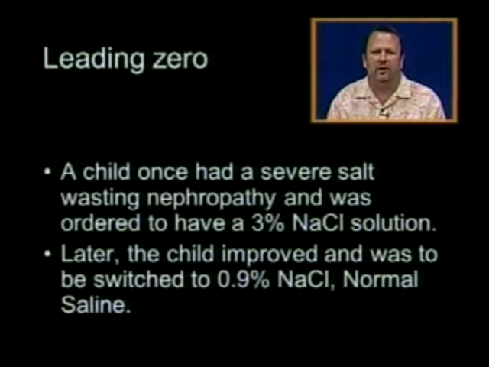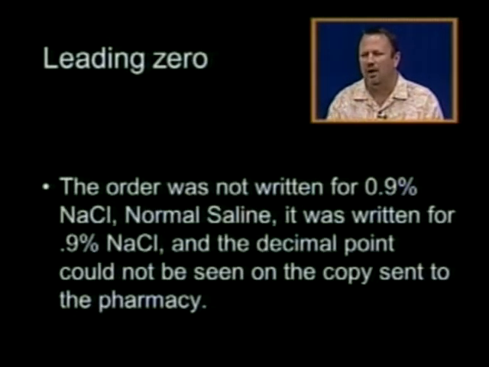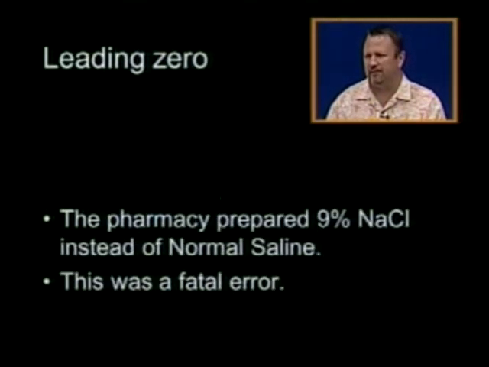And so the best way to write for 0.9% sodium chloride is just say normal saline. It's not hard to spell, normal saline. But they did not write for 0.9% sodium chloride. They did not write for normal saline. They wrote for .9%. And the decimal point was not seen by the pharmacist.